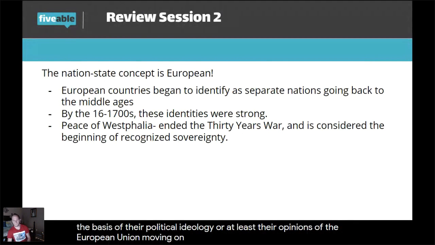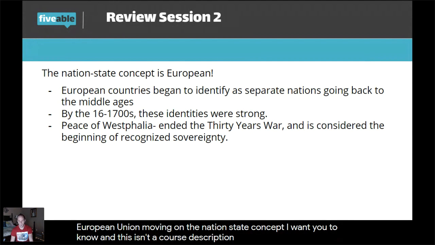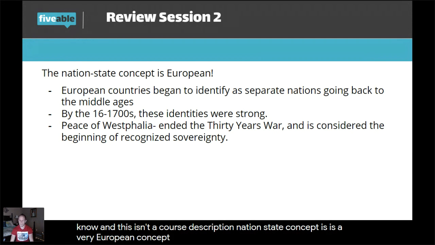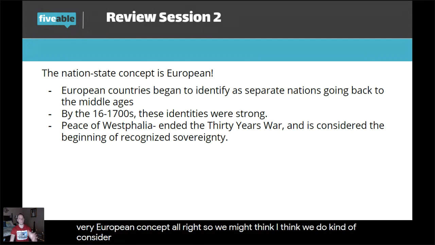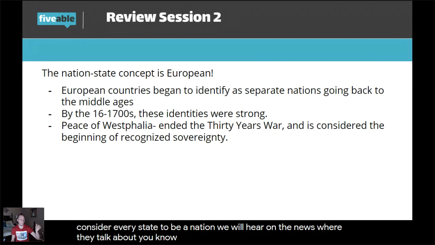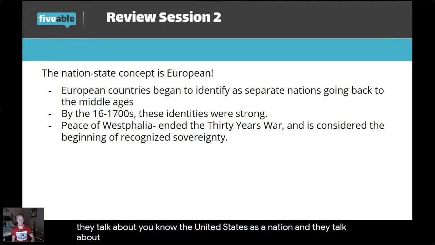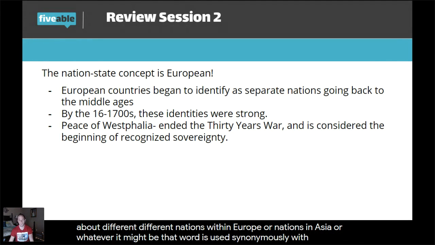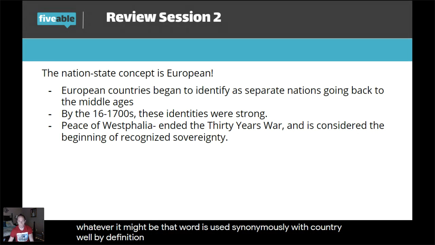Moving on, the nation-state concept, I want you to know, and this is in the course description, is a very European concept. We might think, and I think we do, that every state is a nation. We'll hear on the news where they talk about the United States as a nation, and they talk about different nations within Europe or nations in Asia or whatever it might be. That word is used synonymously with country. Well, by definition, the word state is synonymous with country.